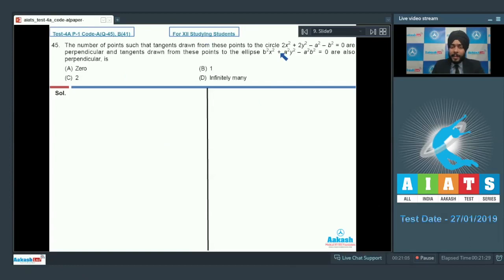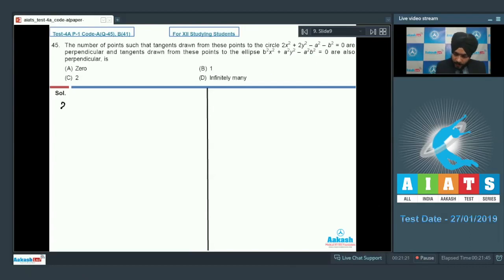The second locus as an ellipse. We need to find the director circle of this ellipse. Two director circles are there. We need to find out the number of common points between these two director circles, because that is my answer. Okay, we need perpendicular tangent to the circle as well and the ellipse as well. So let us find out.